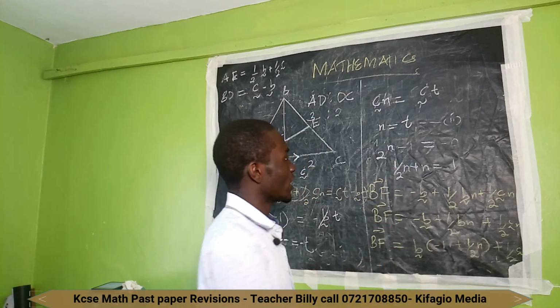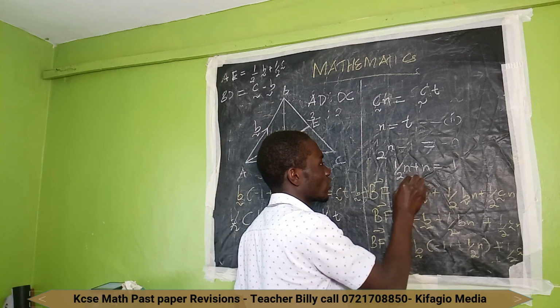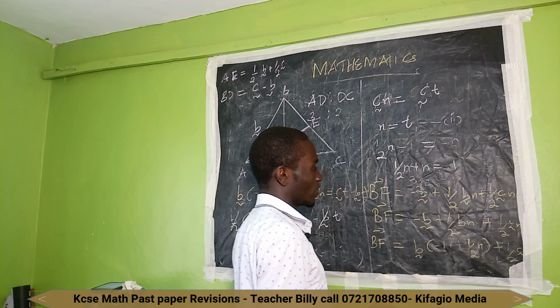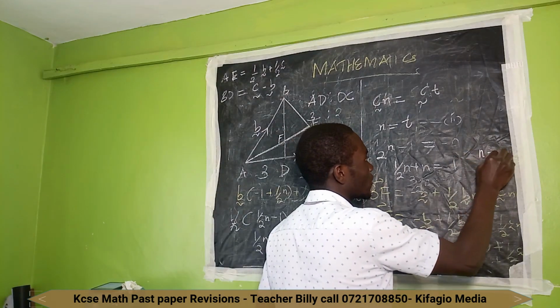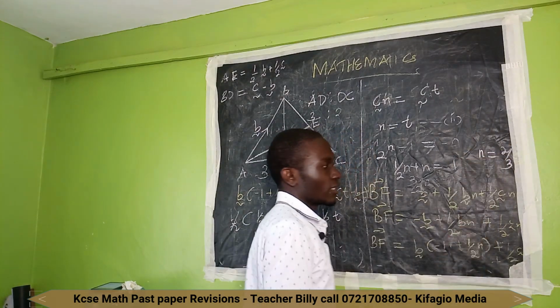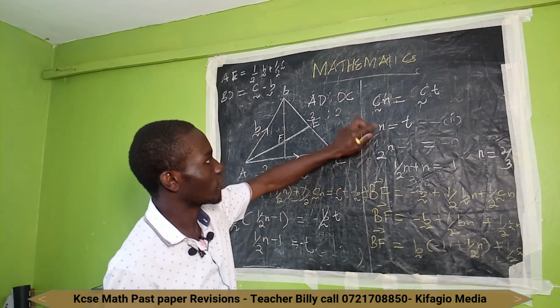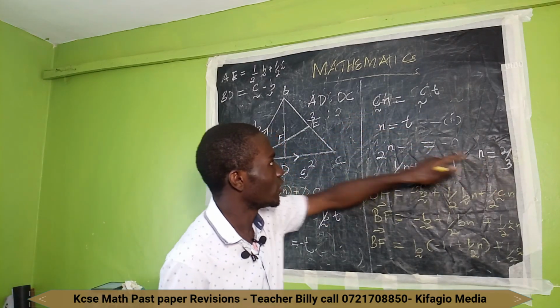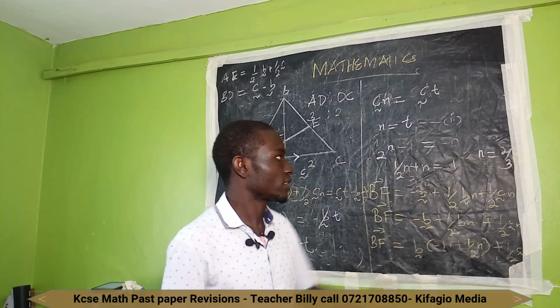So this one is 3.5, which is 3 over 2. 3 over 2n is equal to 1. So the value of n is equal to 2 over 3. And that is also the value of t, because from our second expression, n is equal to t. So if n is 2 over 3, then also t is 2 over 3.